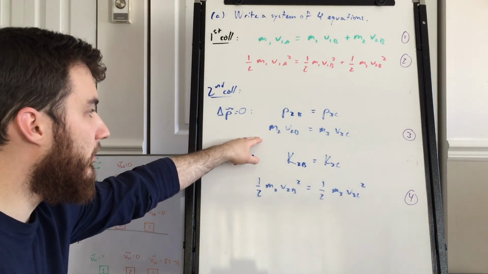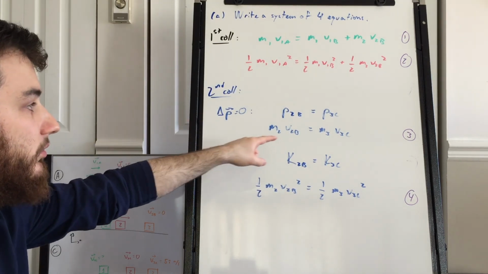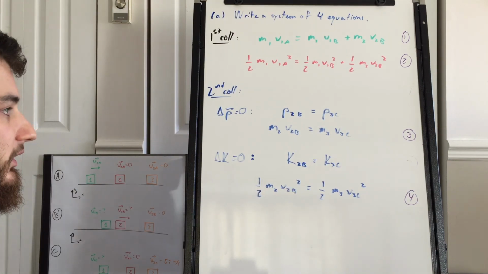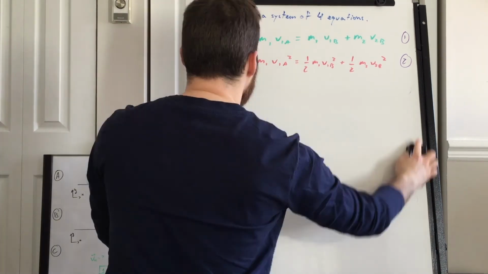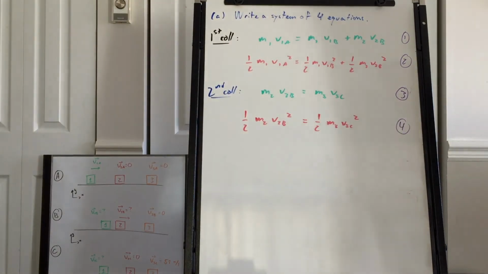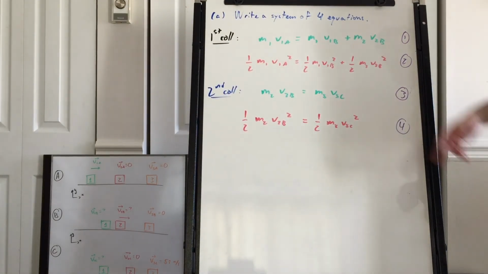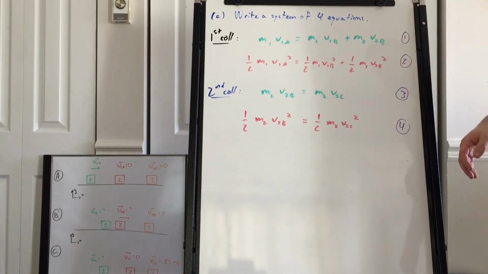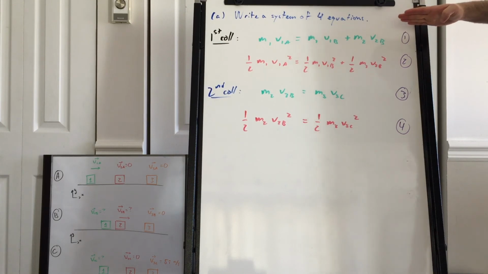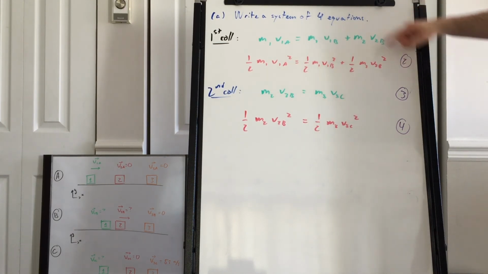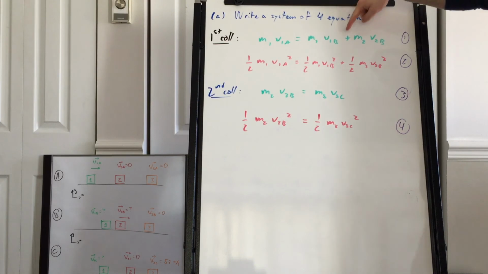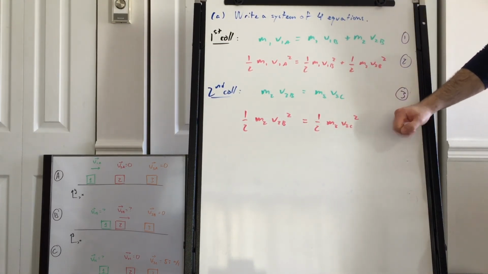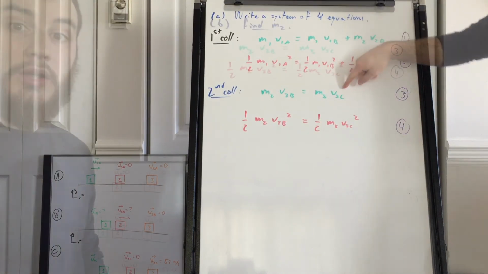The initial momentum before the second collision of block 2 is equal to the final momentum of block 3. Initial kinetic energy is equal to final kinetic energy. Again, I'll crunch this. And so this is the answer to part A. We have a system of 4 equations all linked together. We have the 2 equations, conservation of linear momentum and of kinetic energy for the first collision in between blocks 1 and 2. We have the conservation of momentum and kinetic energy for the second collision in between block 2 and 3.